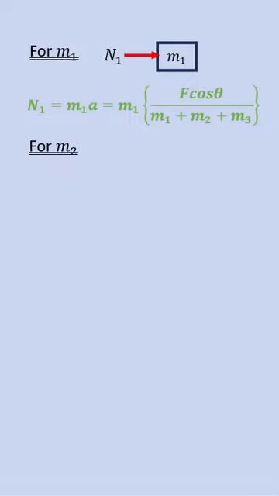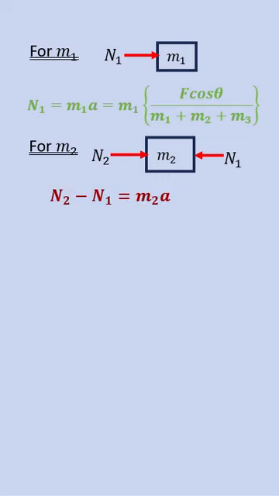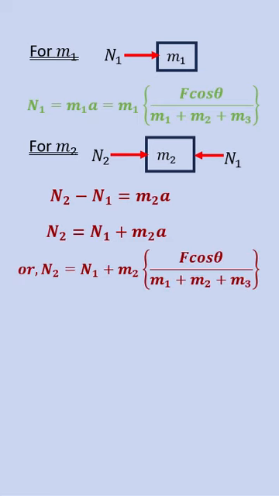For mass m1, n1 equals m1a, and we substitute the value of a to get the value of n1. Now for mass m2, n2 minus n1 equals m2a, so n2 equals n1 plus m2a. Now substitute the values of n1 and a in order to get n2 from previous values.